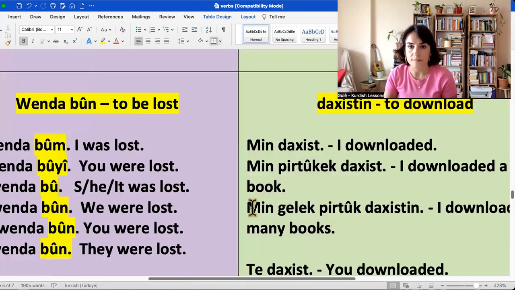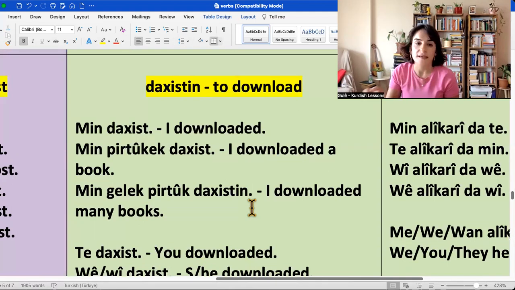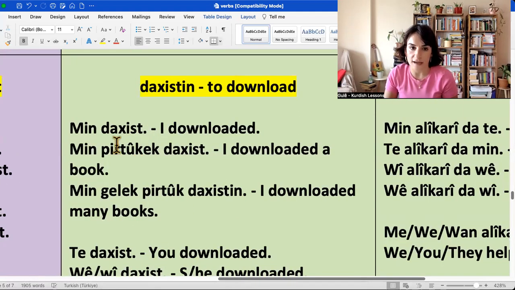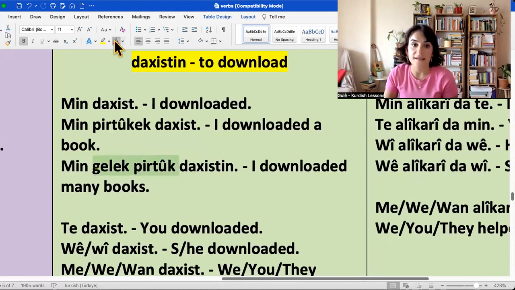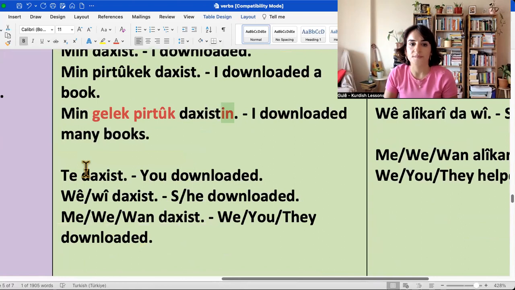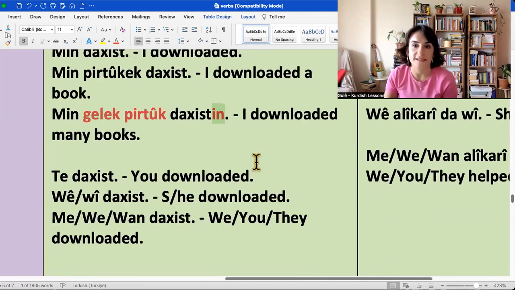Okay? So dakhstan is to download. In the past, with past tense, من داخست, من pertukek dakhst, من قلك pertuk dakhstan. I downloaded many books. من قلك pertuk dakhst. تداخست, we dakhst, one dakhst. So if the object is the same, the word doesn't change. Okay? It's past because.